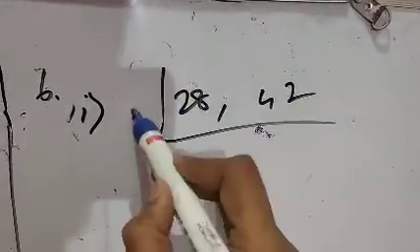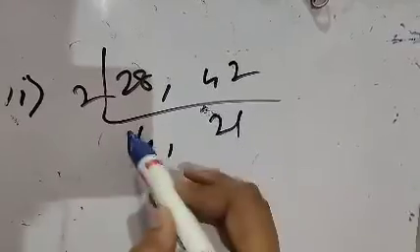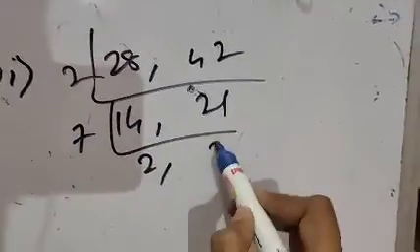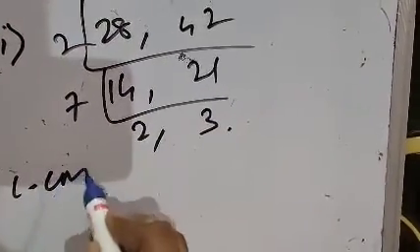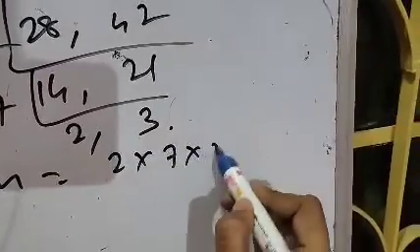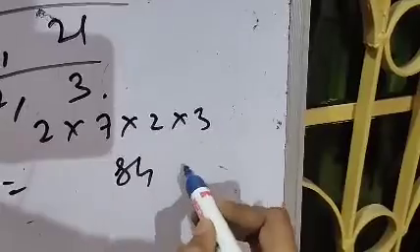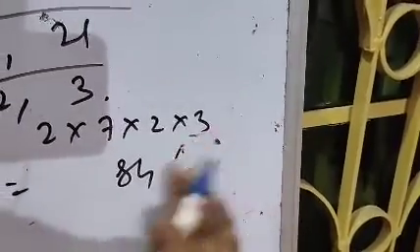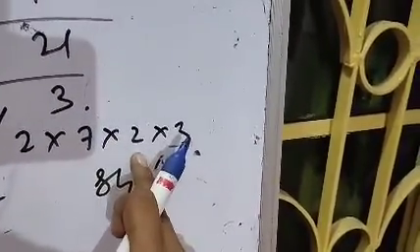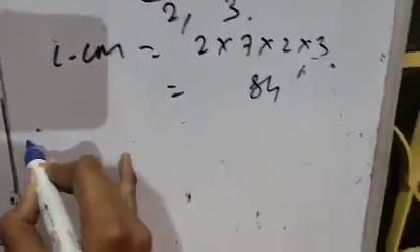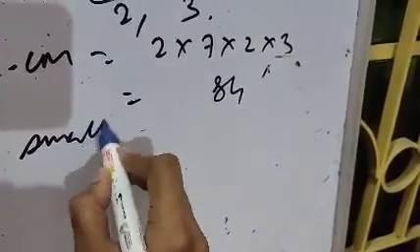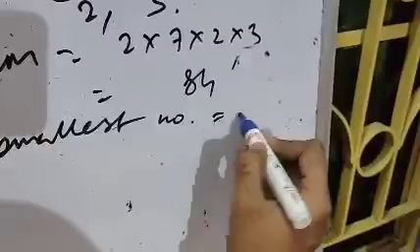Clear? Now, LCM is 2 into 7 into 2 into 3, which is 84. So this is your answer. 2 7s are 14, 2 14s are 28, and 3 28s are 84. So the required smallest number equals 84.